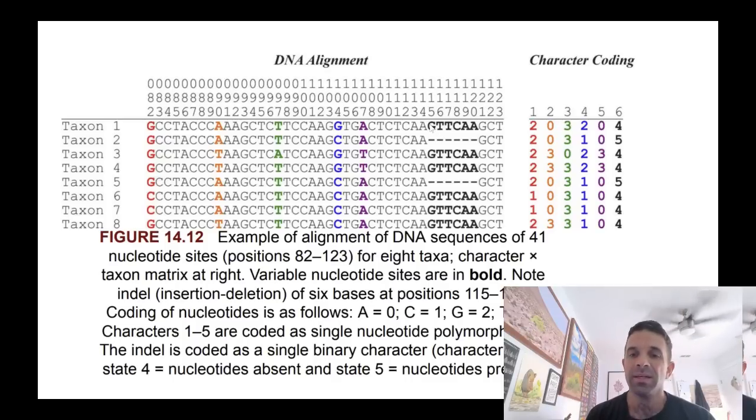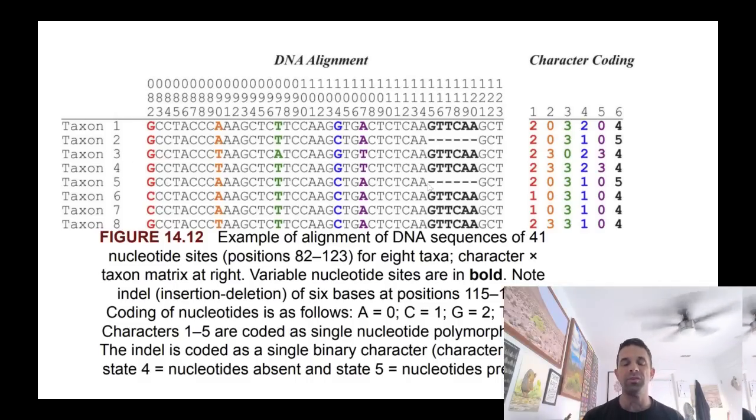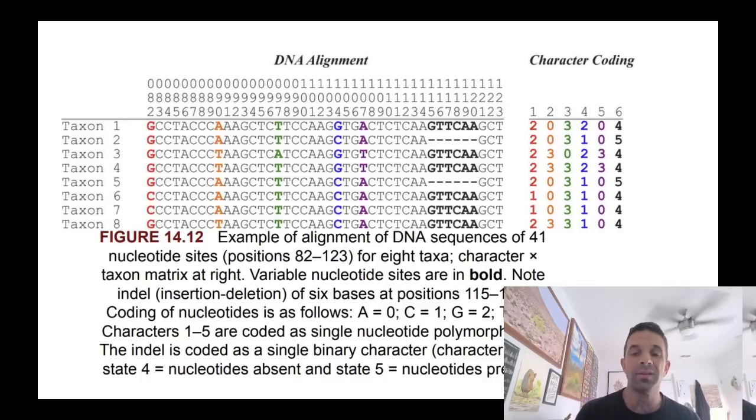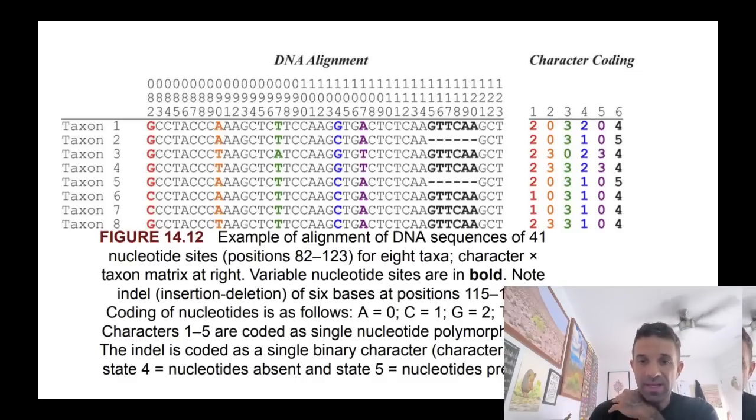You could see the GTTCAA code is the same through taxon 1, 3, 4, 6, 7, and 8, but then 2 and 5 are outliers. So 2 and 5 form a group. They're more closely related to each other than they are to the other species listed here, than they are to either 1, 3, 4, 6, 7, or 8. Okay, this is literally a great example of how DNA barcoding is done.